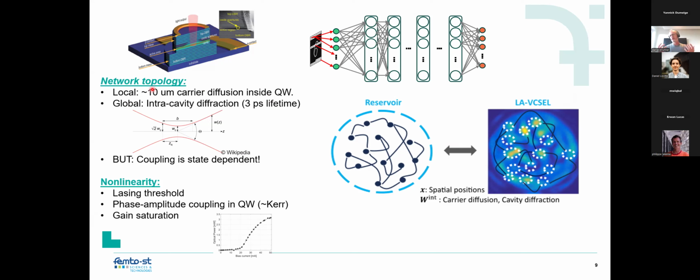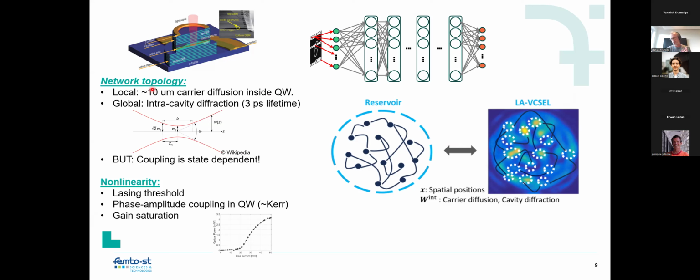That clearly is not a network, or you can say it's a three-dimensional network because you have phase, amplitude, and carrier inversion as the three variables. However, if you increase the diameter, then of course you get a multi-mode system. You get a lot of modes, and then these modes can interact, because interaction is mediated either by carriers or by photons.